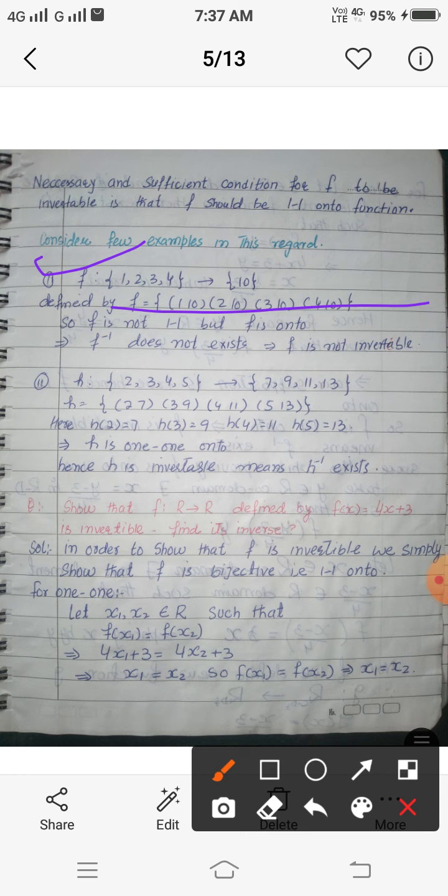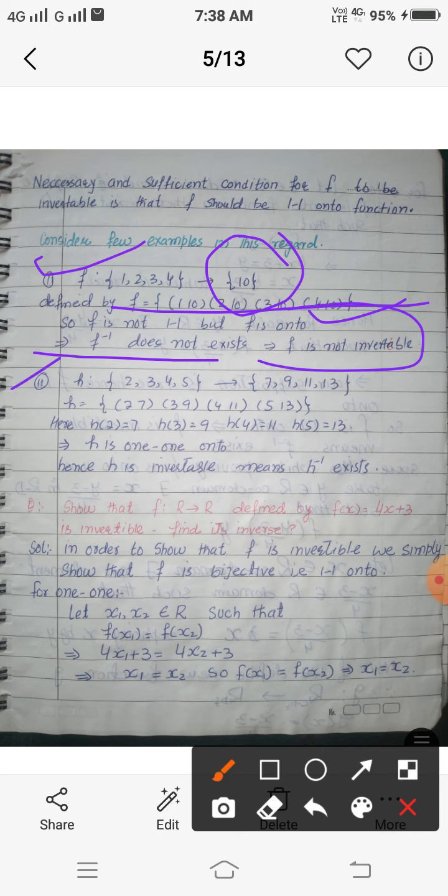Now clearly this f is not 1-1, because different elements have the same images: 1 is mapped to 10 and 2 is mapped to 10. So 1 and 2 are different elements but their images are the same, so it is not 1-1. For onto, the codomain contains only one element and it is the image element, that is, the range of f equals the codomain, so by definition f is an onto function. Since f is not 1-1 but is onto, f is not bijective. When f is not bijective, its inverse does not exist, so f is not an invertible function.